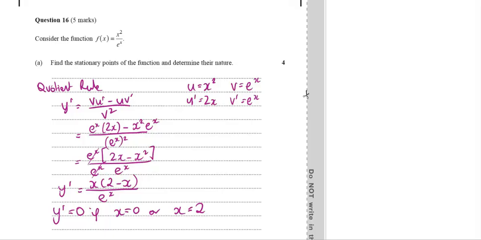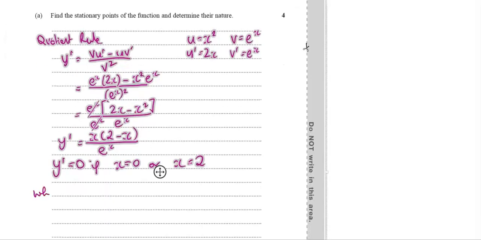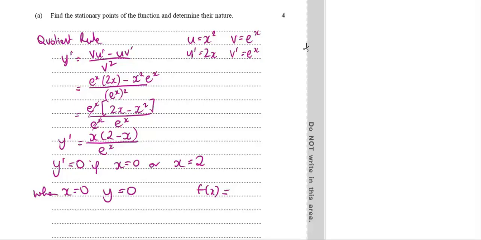Let's find those 2 points. When x equals 0, I can see that y equals 0, because I'm substituting into the original function, x squared on e to the x. When x equals 2, I can see that y equals 4 over e squared.